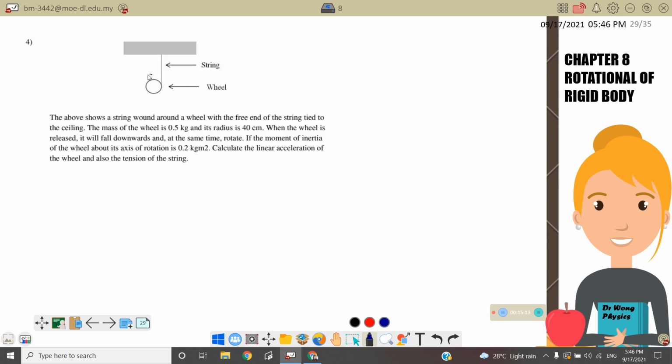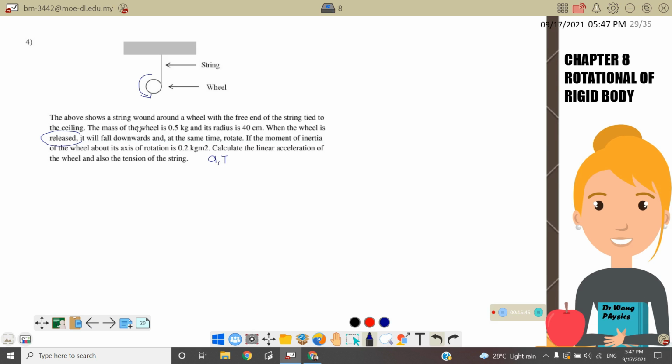Okay, it will rotate downward, with the free end of the string tied to the cylinder. The mass of the wheel is 0.5 and the radius is 0.4 meter or 40 cm. When the wheel is released, meaning initially u equals 0, it will fall downward and at the same time rotate. If the moment of inertia of the wheel about its axis is 0.2, calculate the linear acceleration of the wheel and also the tension. So we want to find a and also T.